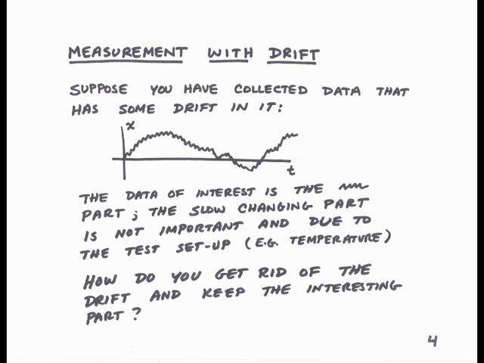Suppose you have the problem of collecting some data from an experiment. The data is collected from a sensor, and the sensor output is drifting, perhaps in response to the temperature. You're interested in the high-frequency content of the signal, not the low-frequency drift caused by the changes in temperature. How do you get rid of the low-frequency content and keep the interesting high-frequency content? How do you remove the drift? For this purpose, you need a high-pass filter.